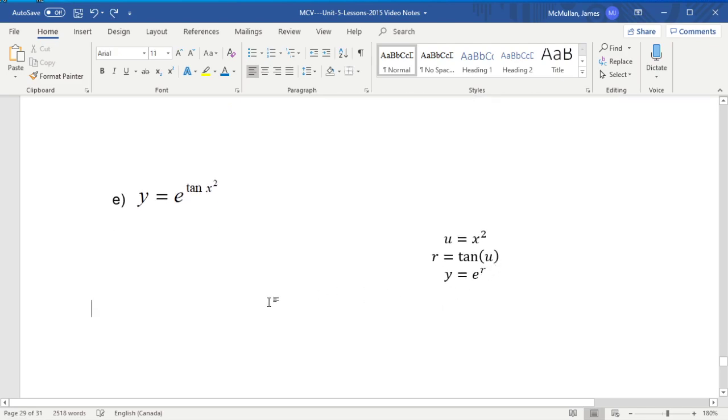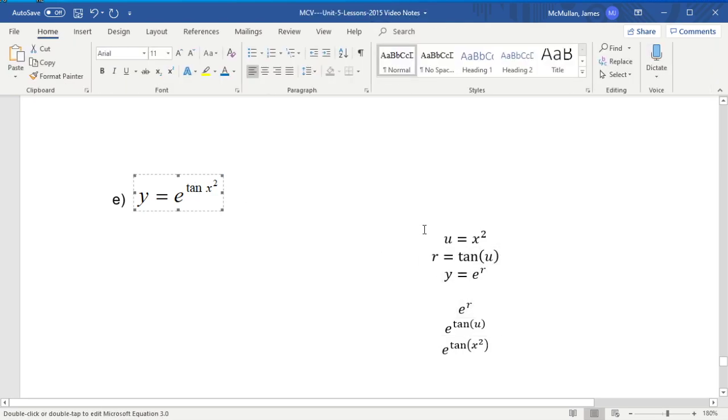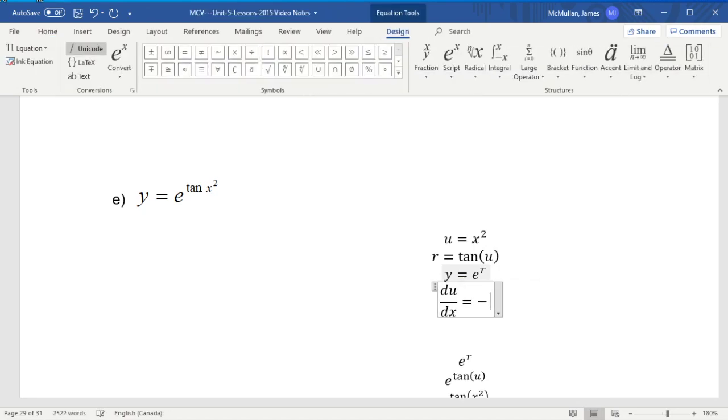Okay, so think about how this is being done. First, I go e to the power of r. Well, what's r? E to the power of, what does r say? Tan u. And what does u say? E to the power of tan, and then u is x squared. Okay, and that's the question I'm asked. So this is my way of packing it up using a triple substitution, right? So that's kind of like how you can make sure that you're only ever doing one step at a time. Let's write our three answers. du/dx, the derivative of u with respect to x, is 2x.